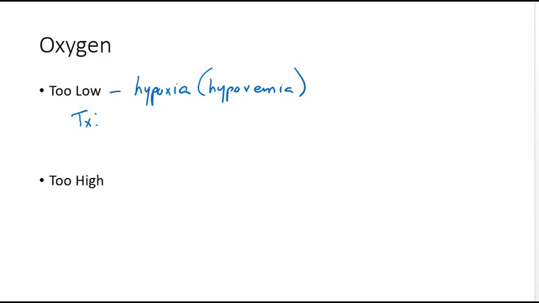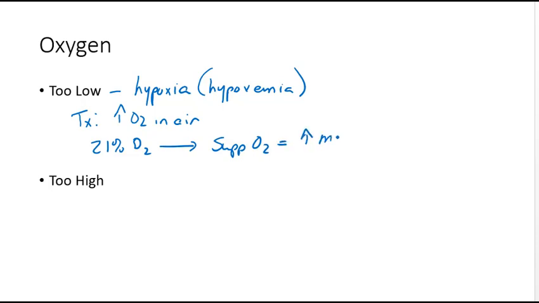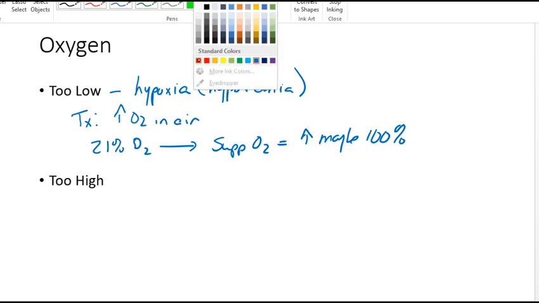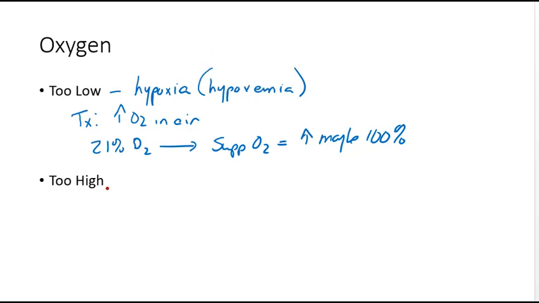We could increase the amount of oxygen in the air the patient is breathing in. Recall that normal air is 21% oxygen. Well, if we give a patient supplemental oxygen by mask or something like that, we can actually get those levels up considerably higher, close to 100% depending on the device we use. By increasing the percentage of oxygen the patient is breathing in, that means more oxygen will diffuse into the blood.